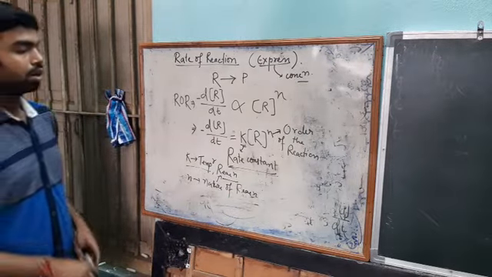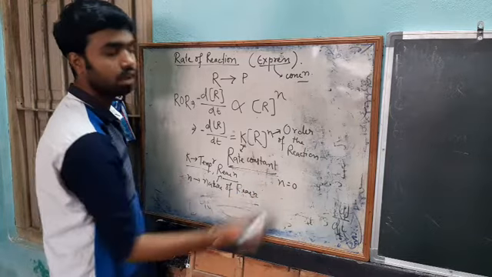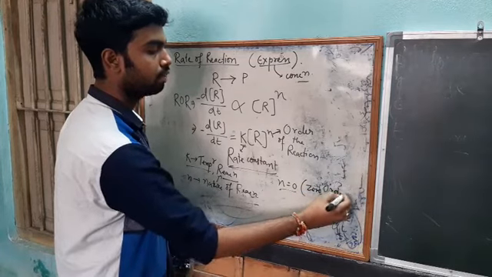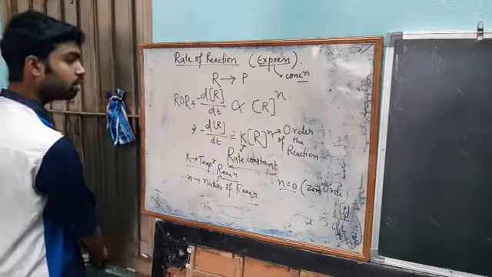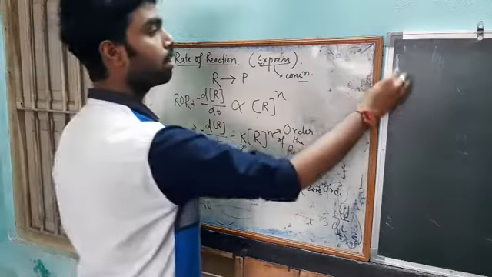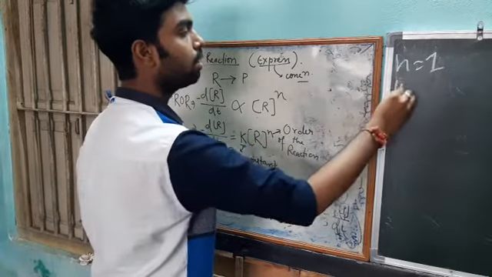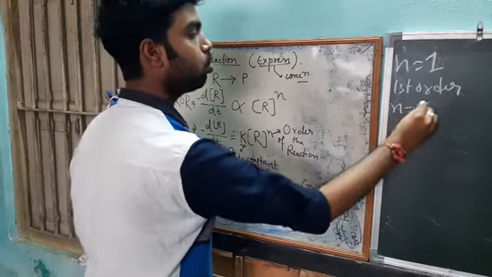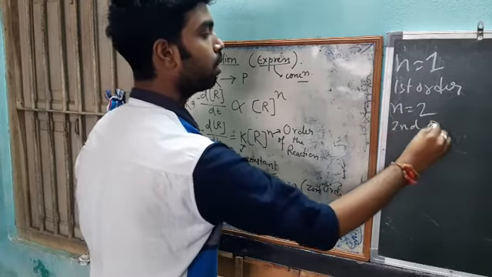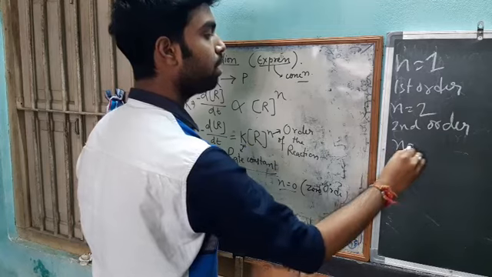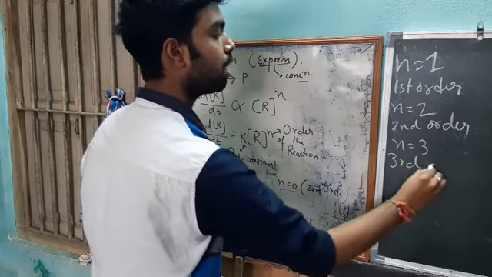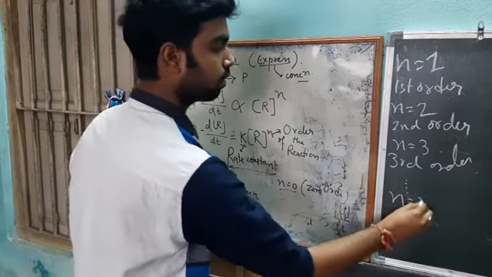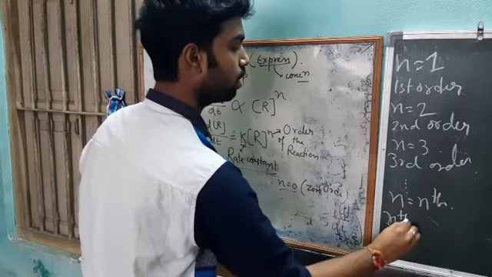Now if n equals 0, then we will call it a zero order reaction. Very clear, right? n is 0, we will call it zero order reaction. If the value of n is 1, we will call it first order reaction. If the value of n is 2, we will call it second order. If the value of n is 3, then we will call it third order. Nth order reaction.